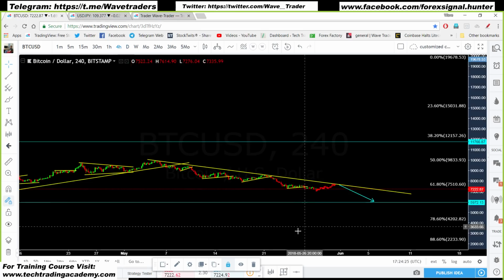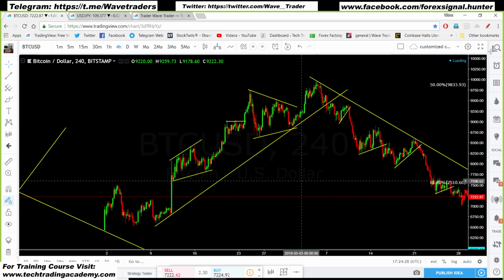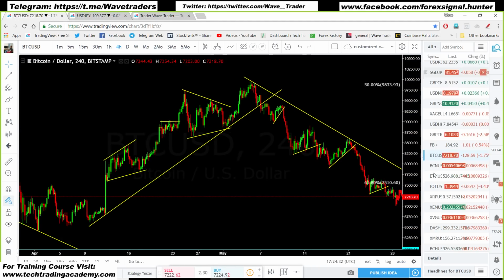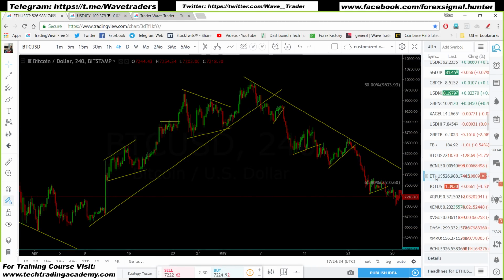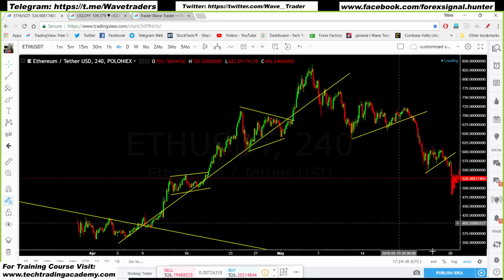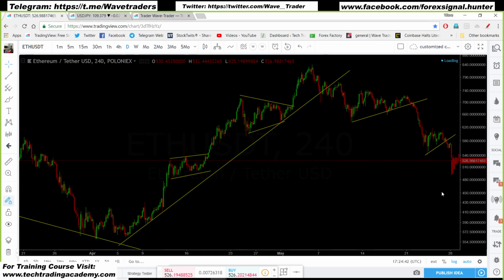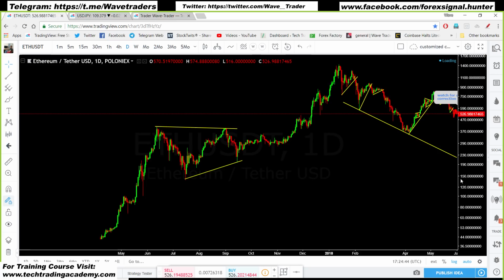So short term sell at the 6,000 area. Watch for buy, watch for it to go back up. So same on all other charts, same behavior. Okay, last week I showed you the correction and drop on Ethereum. Same again.